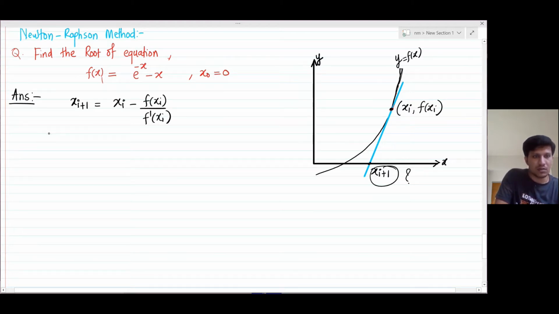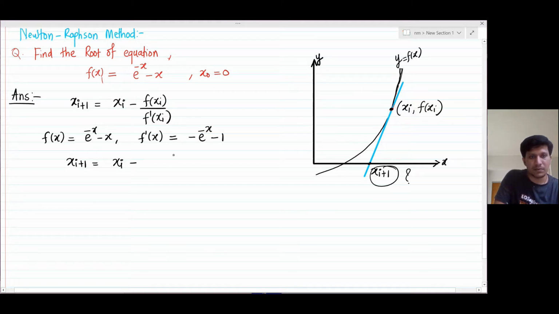So here f of x is given as e raised to minus x minus x. So we can calculate f dash x, and it comes out to be minus e raised to minus x minus 1. If we put this in the above formula, then the formula reduces to xi plus 1 equals xi minus (e raised to minus xi minus xi) divided by (minus e raised to minus xi minus 1).